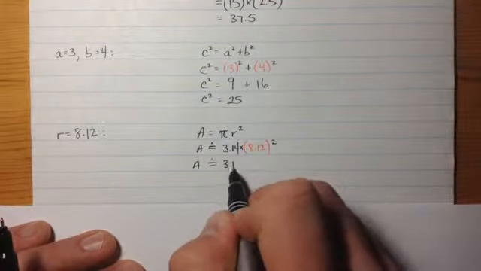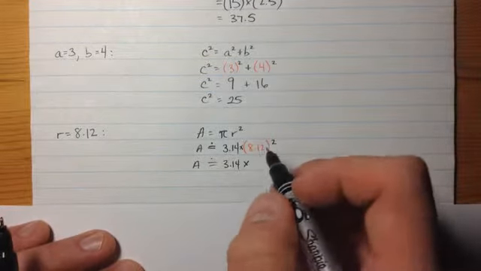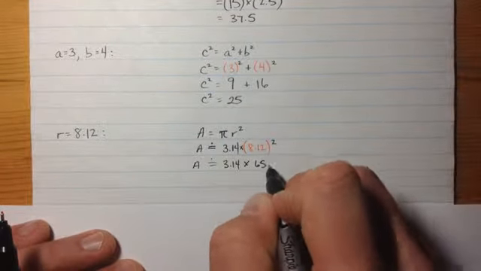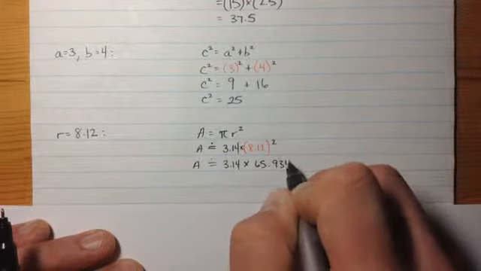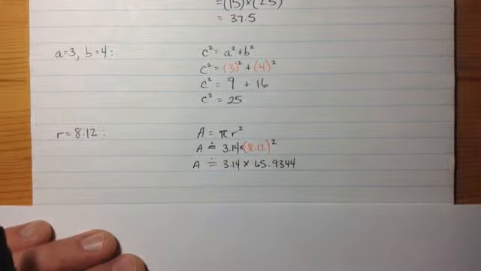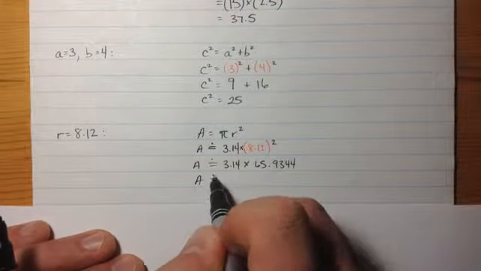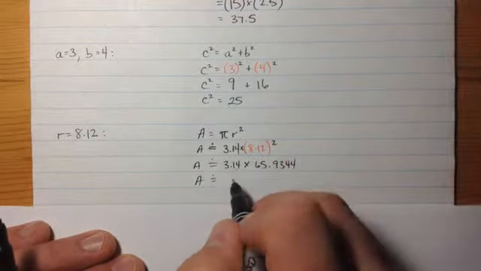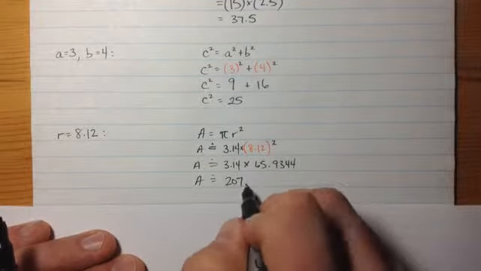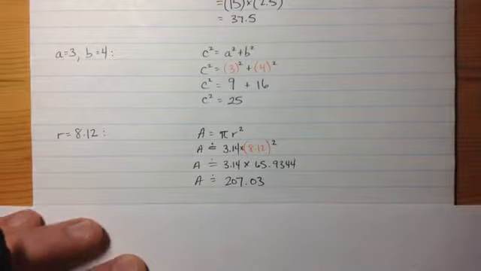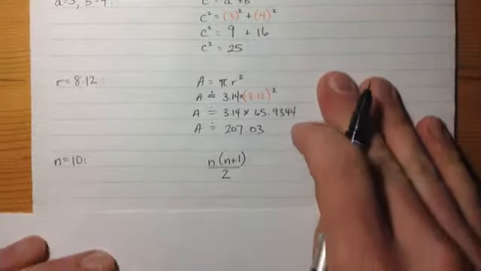That'll be 3.14 times, and the value, I already worked this one out, 65.9344. That now I can multiply together. A is approximately equal to, I got about 207, I'm going to round off here now, 0.03, about. Okay, so there's the area of that circle.